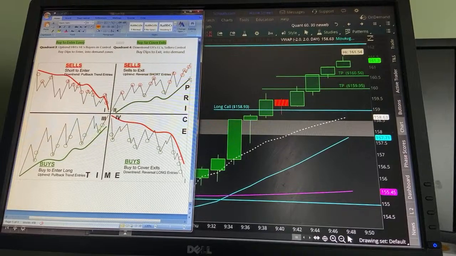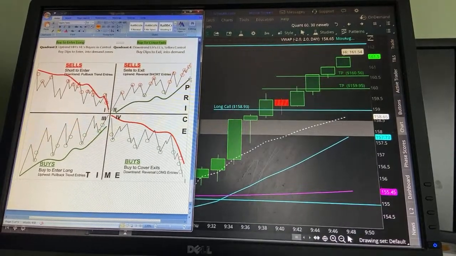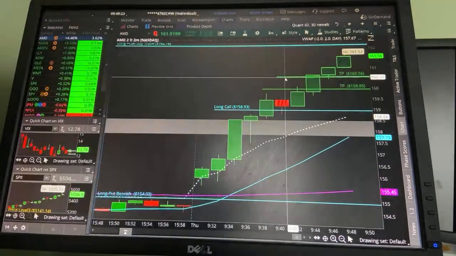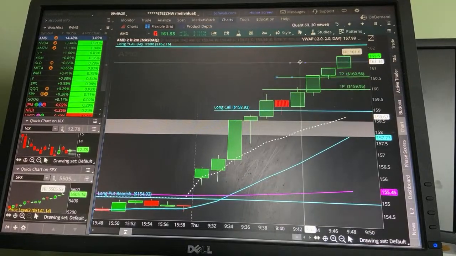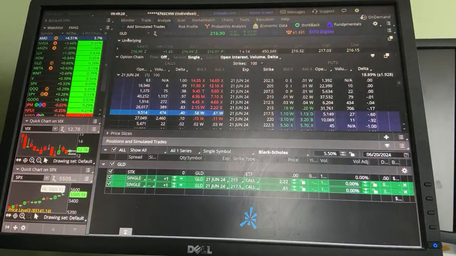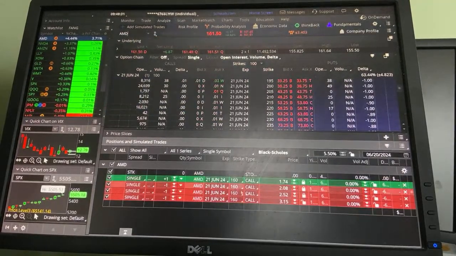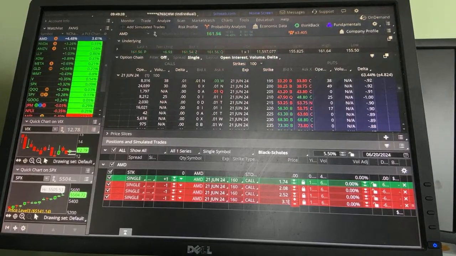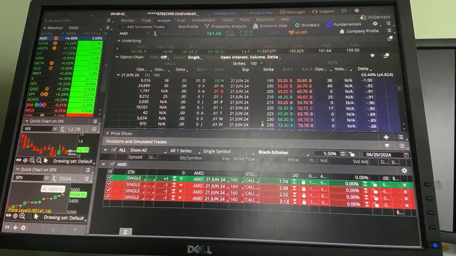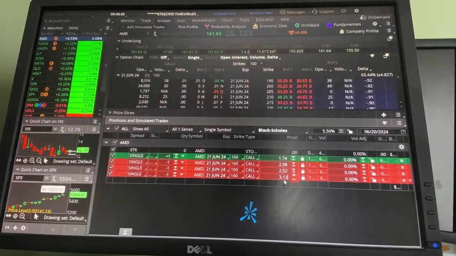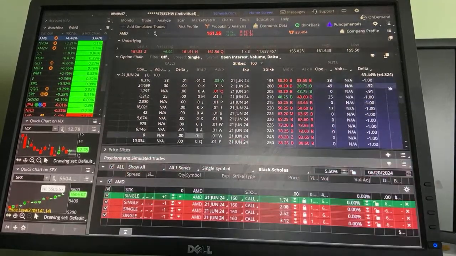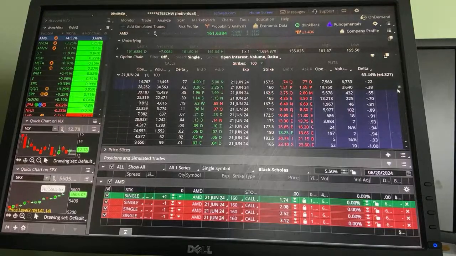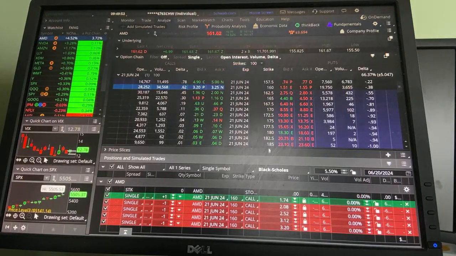Tesla stuck. All right, Bing just TP'd some AMD. All right, and I got a 312 fill on the premium. All right, cool. They're going for 320 right now.